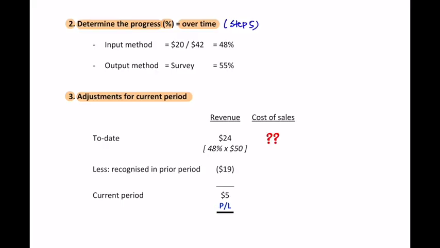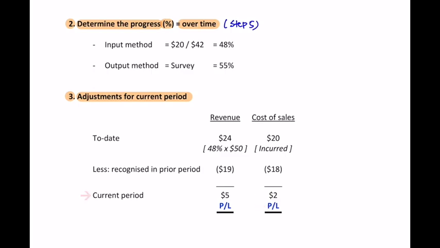As for cost of sales, in accordance with FRS 15, we have to use the cost incurred as the cost of sales to date, regardless of the method we use to determine the progress of the contract. In this case, the cost incurred is equal to $20. Less the cost of sales recognized in prior period, $18. In the current year, the company should report cost of sales of $2 in the profit and loss.